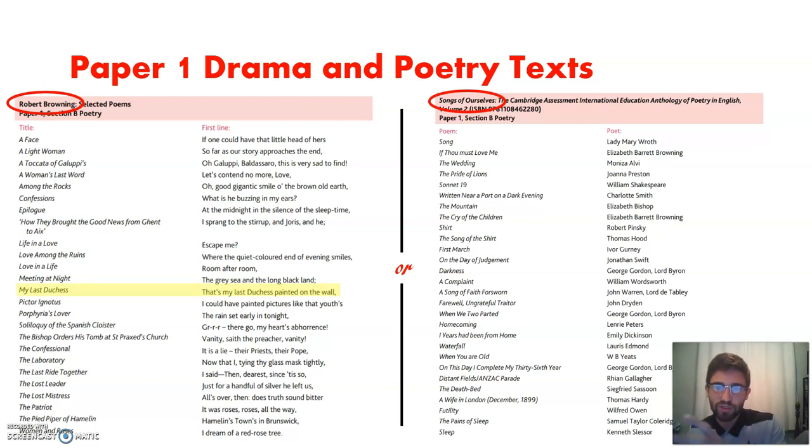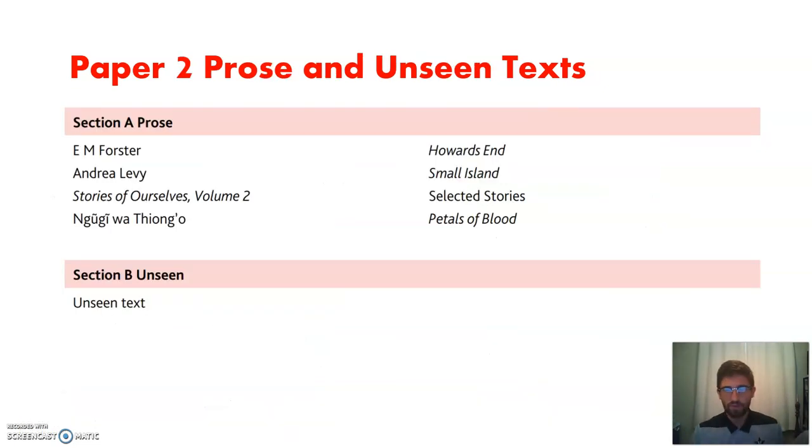If we were to choose the Songs of Ourselves Volume 2 collection, we'd have to read The Pride of Lions, a class favorite from last year by Johanna Preston. All right, just for an example. But let's go ahead and look at paper 2. Let's look at the other half of the test for this class.